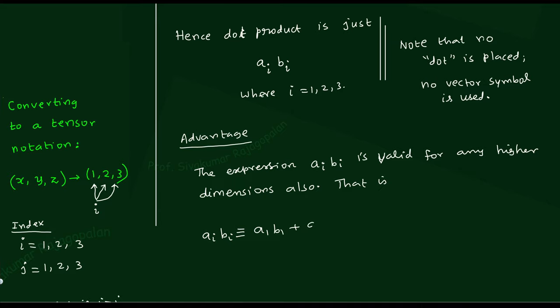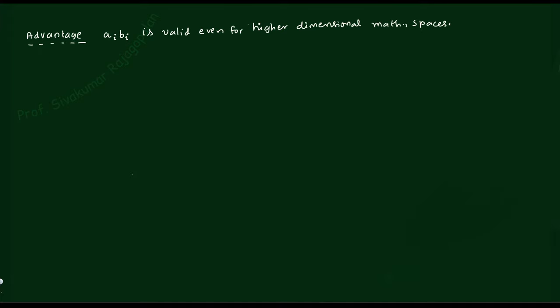Again, the board is full. Maybe I'll move to another place and then write down the entire thing. The advantage is that AI BI, that is the expression, is valid even for higher dimensional mathematical spaces. I emphasize this because if you use the vector symbol like A dot B, you have to stick with only 3D. You cannot go to 4 dimension or 5 dimension. Which means we can write A1B1 plus A2B2 plus etc. plus ANBN. You can go to n-dimensional mathematical space.